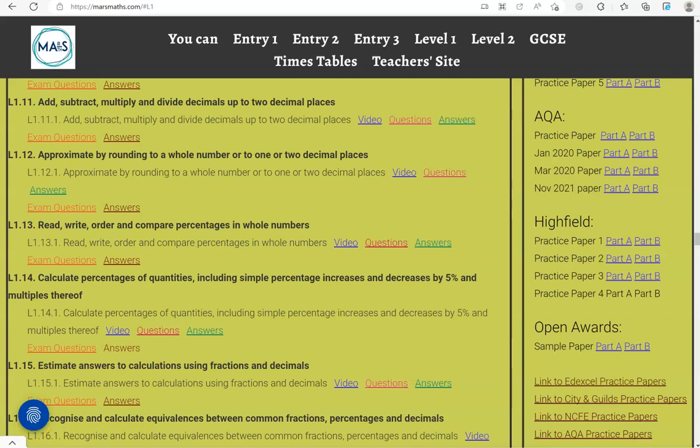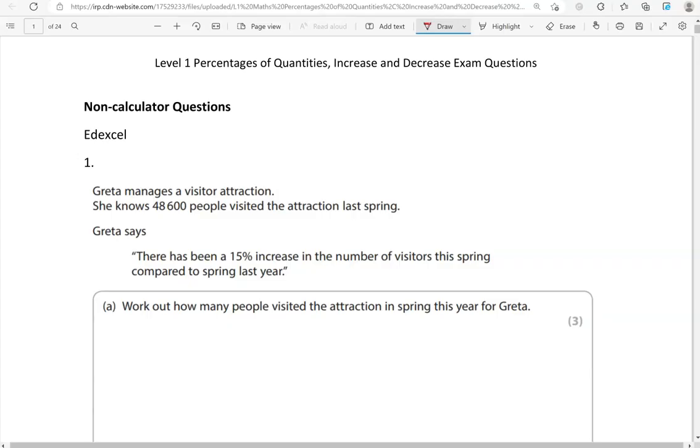In this video, we'll go through exam questions that cover the criteria, calculate percentages of quantities, including simple percentage increases and decreases by 5% and multiples thereof. You can locate the questions on the mathsmaths.com website under Level 1. The questions come from different exam boards. We'll start with the non-calculator questions and then we'll move to the calculator questions.